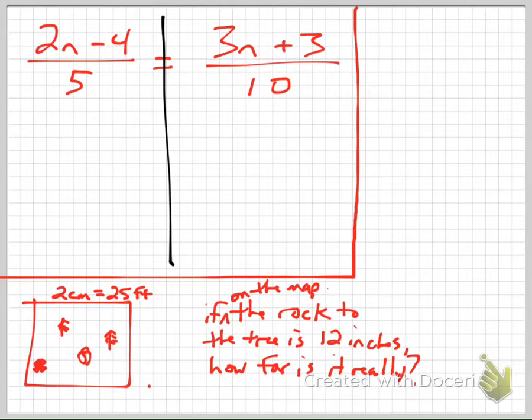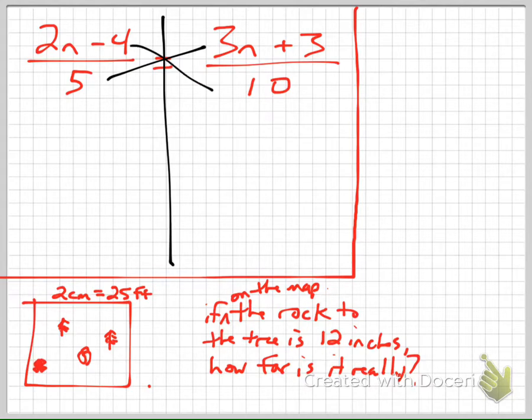Cross multiply, right? Cross multiplying is the same thing I've been doing my whole life. So is the variable happy over here? No. So what would I do first to get that n happy? Multiply both sides by 5, right? Well, guess what? I'm multiplying both sides by 5 by cross multiplying. Does that make sense?